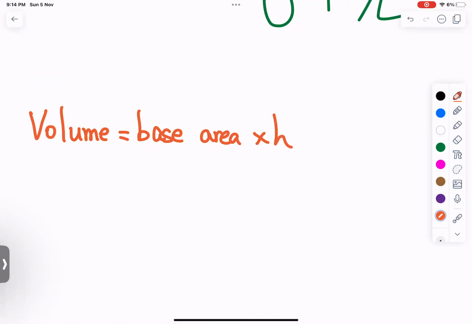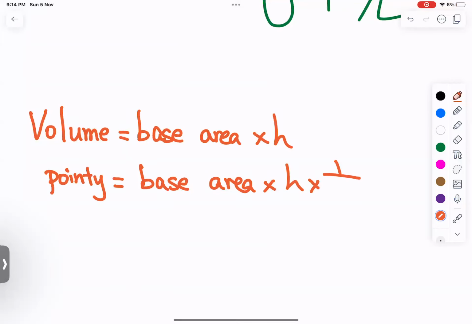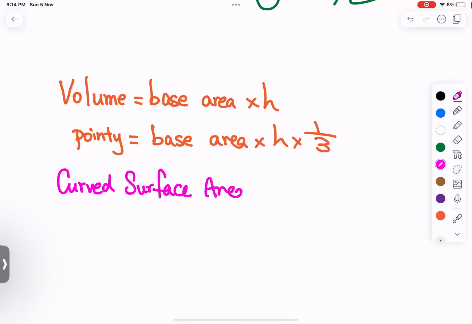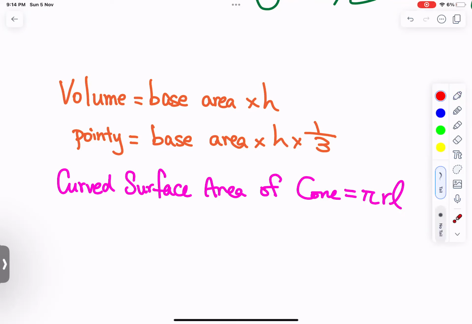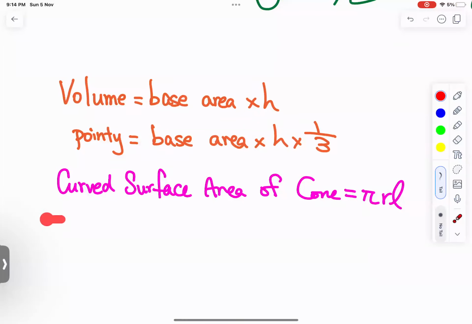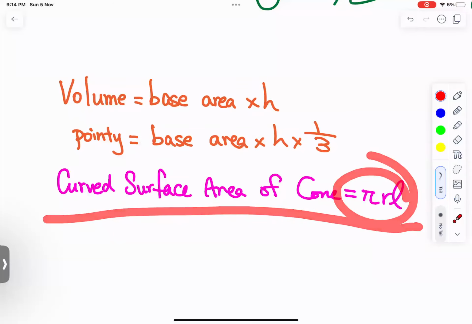And then if it's pointy on top, same thing, but we have 1/3 in the end. Then another thing that you learned is the curved surface area of a cone, an ice cream cone, which is pi r L. Don't get confused. If the question asks you about volume, you use these. But if the question asks you for curved surface area, you use pi r L, okay?